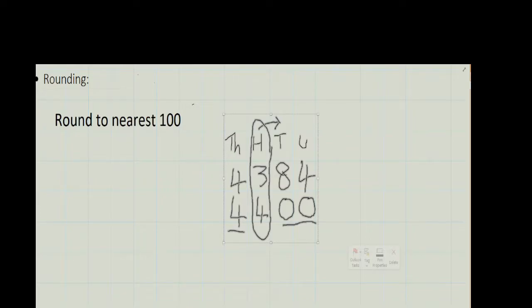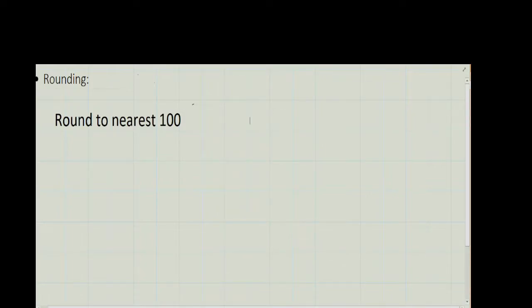Well, what we need to do now is just see a few more examples of rounding, because definitely, I don't expect you to get that the first time you see it. It's very difficult to get things the first time you see it. I'm going to carry on rounding to the nearest 100. It doesn't matter how big the numbers are, this method will work.